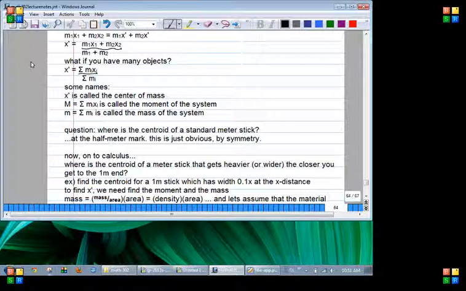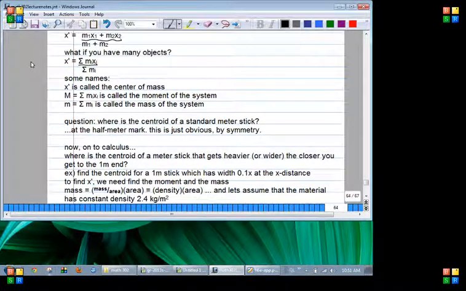What is mass? Well, the problem is we can't just add up a list of things because we have something that's continuous and not discrete, not a list. So we go back to using all our measurements. So mass is the same as mass divided by area times area. Well, mass over area is density. So let's assume that the material has constant density 2.4 kilograms per meter squared.